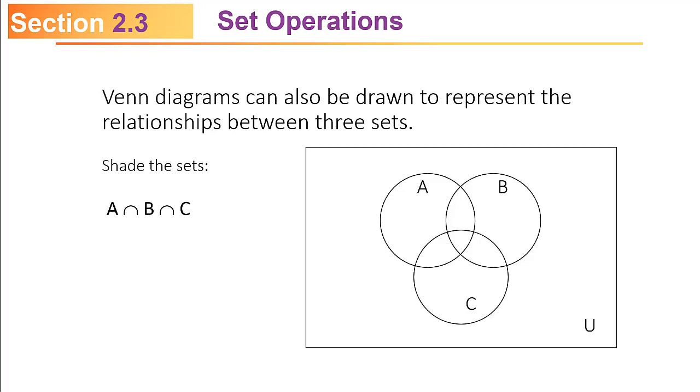What about A intersect B intersect C? Those are the elements that are common to all three. And you can just see this without doing anything, that the overlapping area for all three sets is that sort of pie shape where all three circles intersect. So that's A intersect B intersect C.